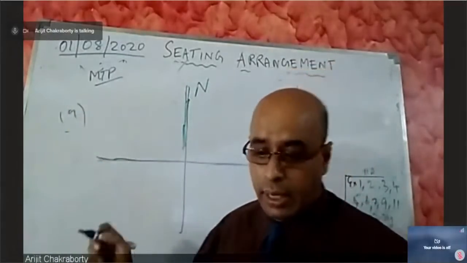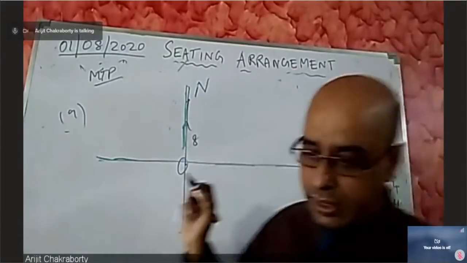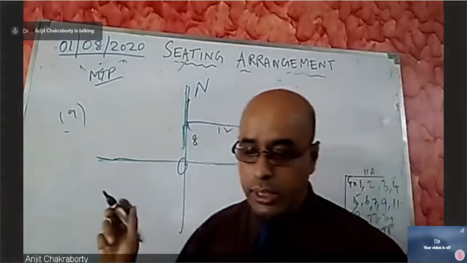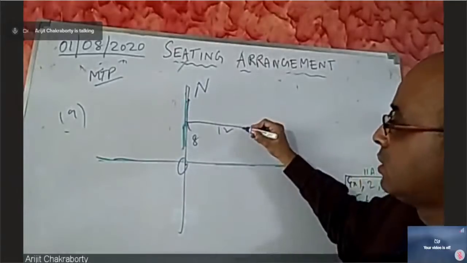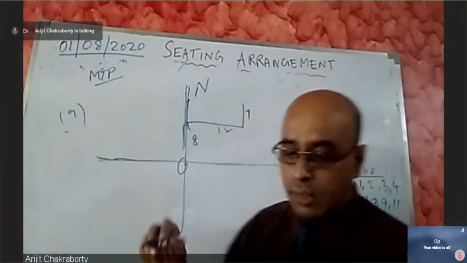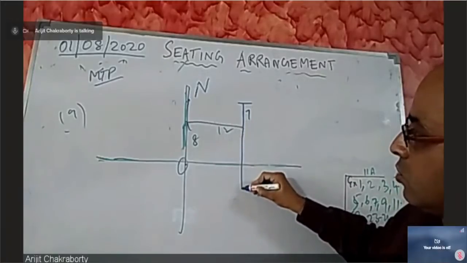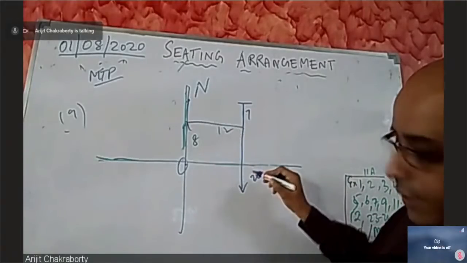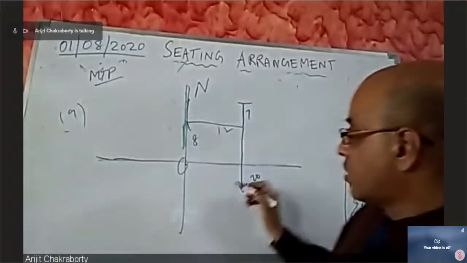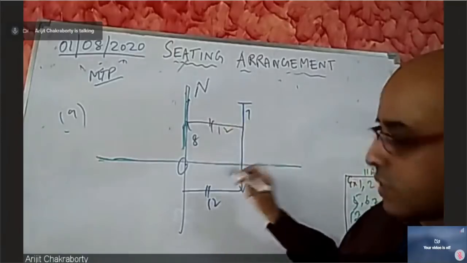A man starts from a point, walks 8 kilometers towards north. Turns right and walks 12 kilometers. Turns left and walks 7 kilometers. From here, turns and walks 20 kilometers towards south. From here, turns right and walks 12 kilometers. So this is 12, this is 12.